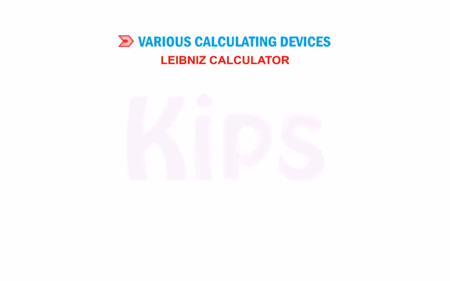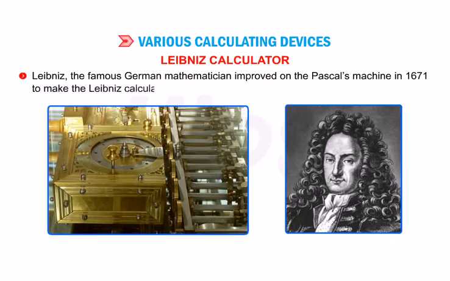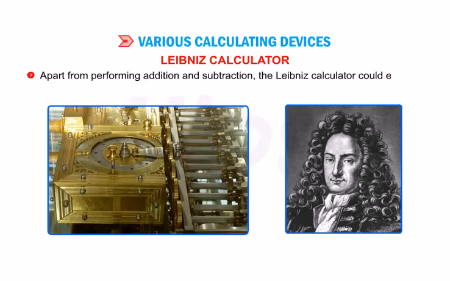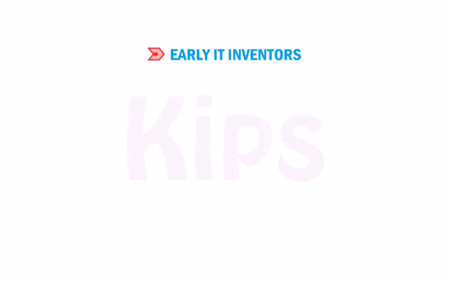Leibniz calculator. Leibniz, the famous German mathematician, improved on Pascal's machine in 1671 to make the Leibniz calculator. It was a mechanical device. Apart from performing addition and subtraction, the Leibniz calculator could even do multiplication, division and find square roots. Now let's talk about early IT inventors.